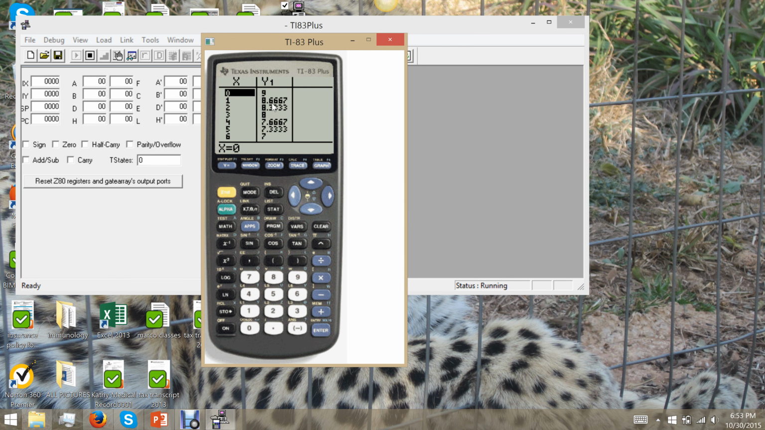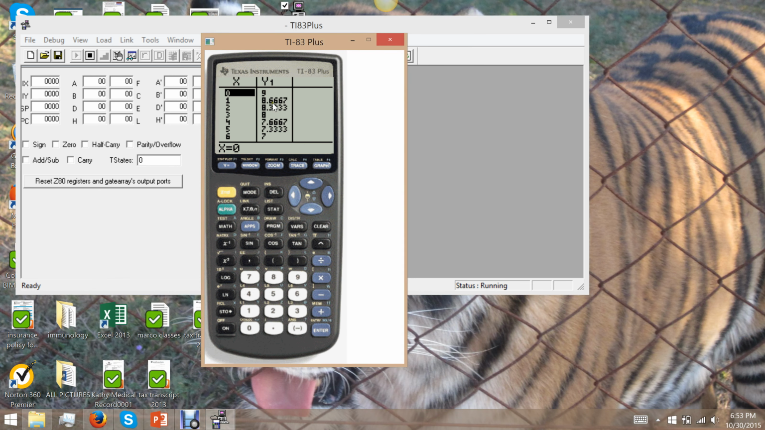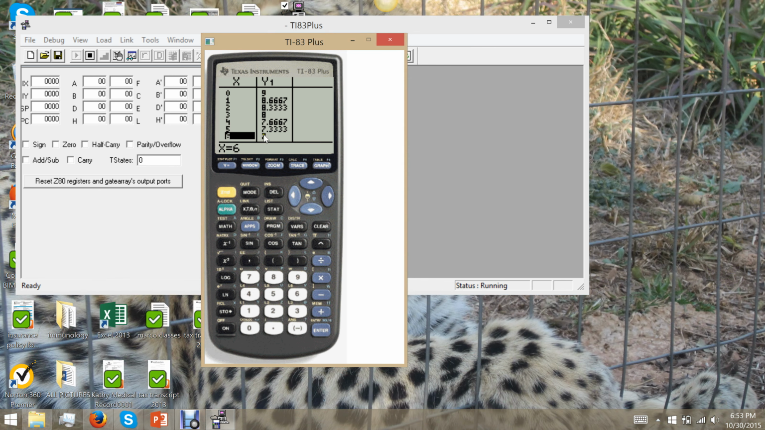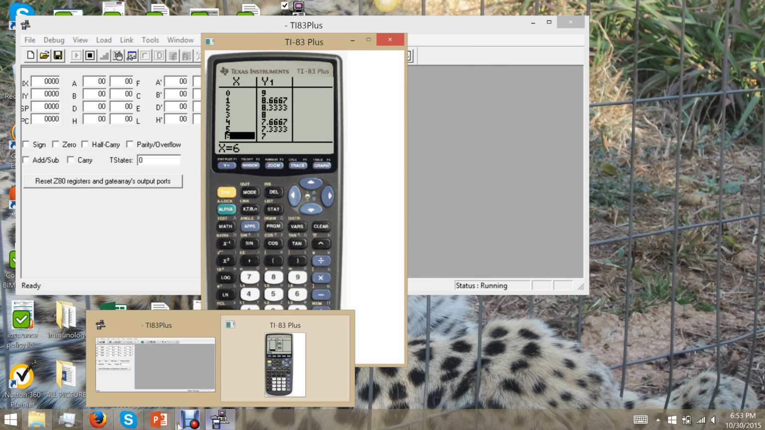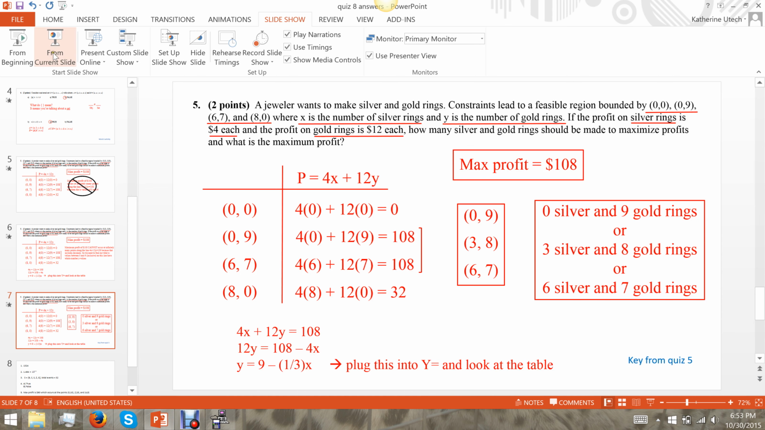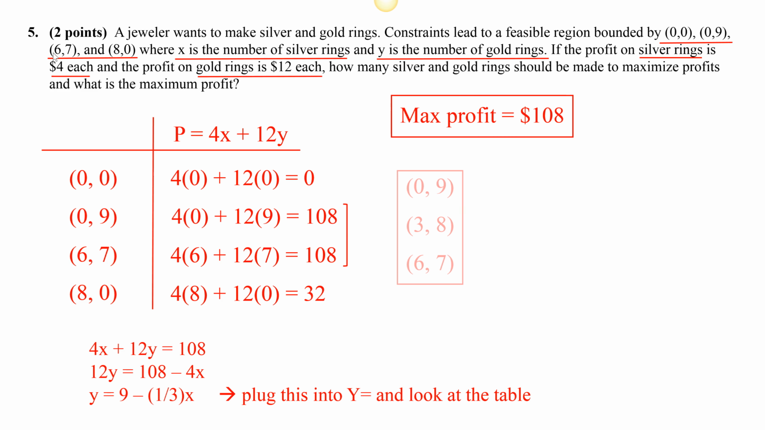So let's look if anywhere else on here we encounter a whole number for both x and y. So 3 and 8 is another point where we encounter whole numbers. And then lastly, 6 and 7, which is one of the points we already found, okay? So those are 3 points. We have the 0, 9, the 6 and 7, and then we also found 3, 8. That will work because they're whole numbers to give us this maximum profit of $108.